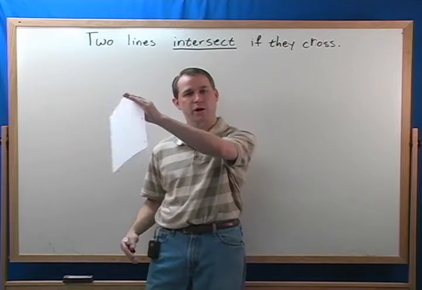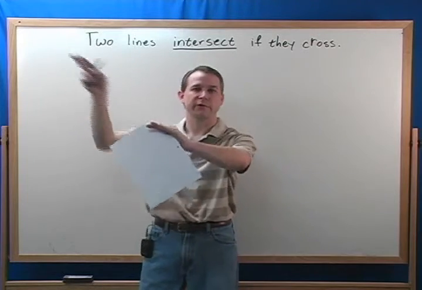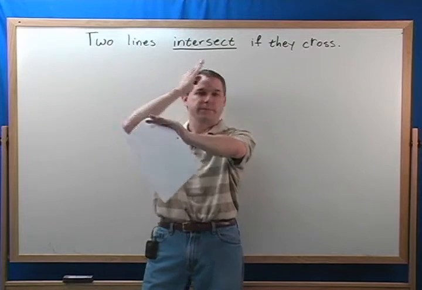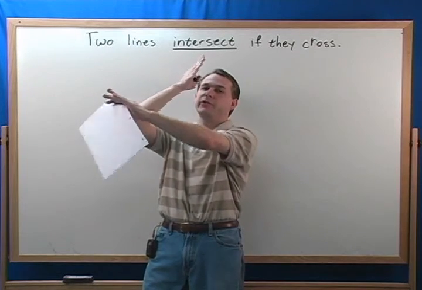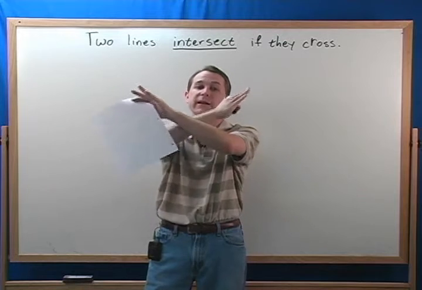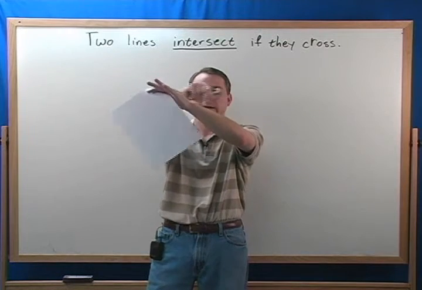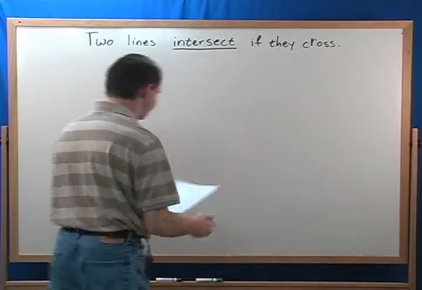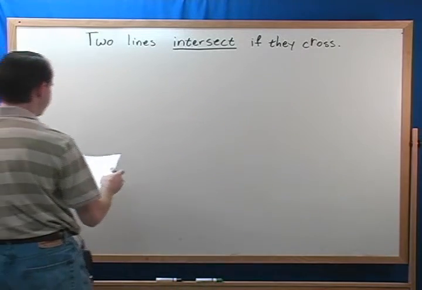Here's a line. My arm is just one line, goes on and on forever in two directions. Here's another line over here. If they cross, meaning, not like this where they don't touch each other, but if they actually cross, where the lines actually touch each other and they go through, they have this one intersection point here, we say that they intersect. We're going to see that time and time again in geometry.